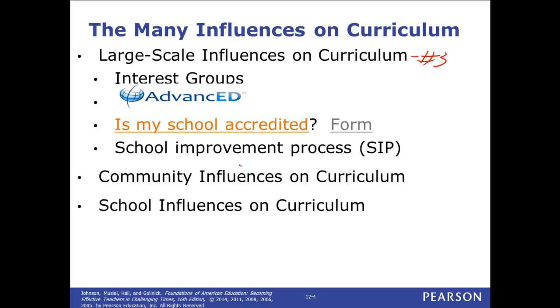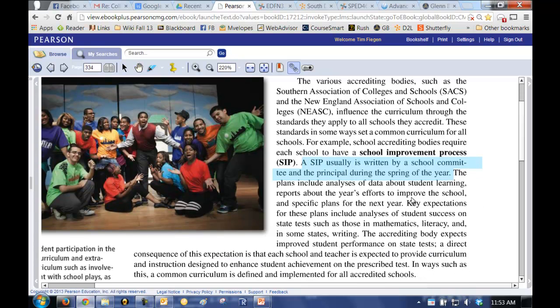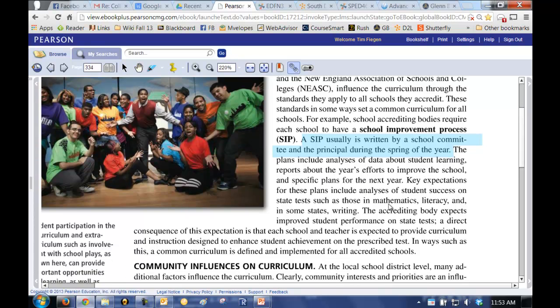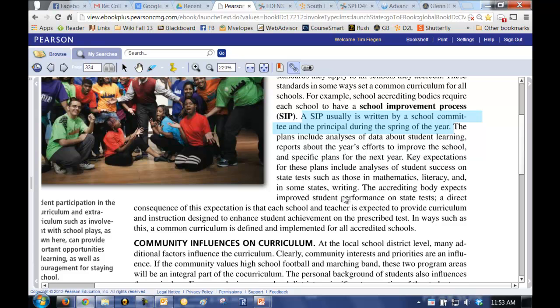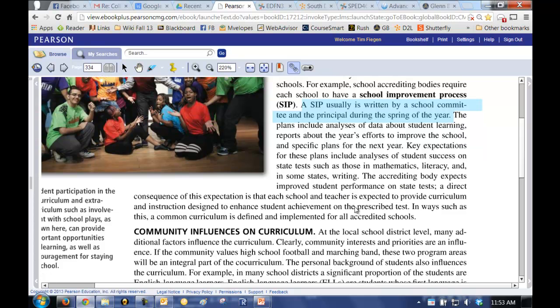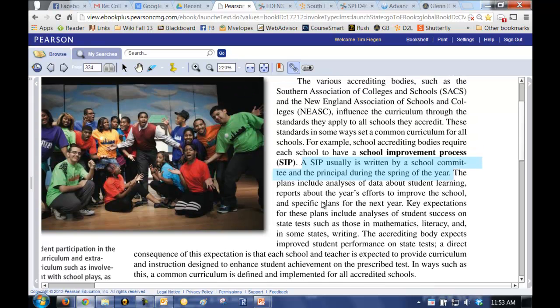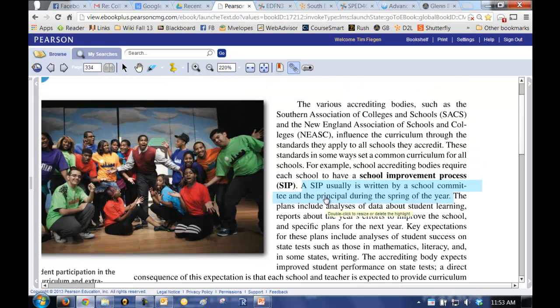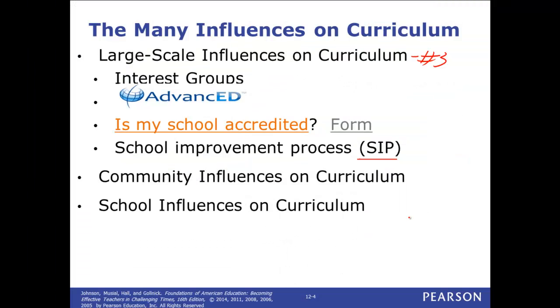Okay, right here. And who's on that? Well, plans include analysis of data about student learning, and reports the year's efforts to improve the specific plan. Each key student success on the state writing. The accrediting body expects, in some states, writing. The accrediting body expects improvement in student performance as a direct consequence of this. So who is this? For the most part, it is, right here and highlighted, a SIP usually is written by a school committee and a principal during the spring of the year. And so how are you going to improve based on these things? So that's what this will be.